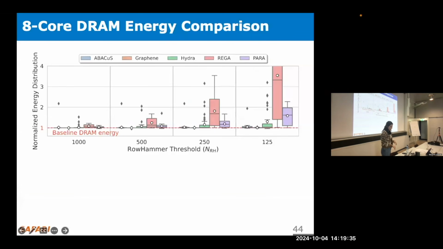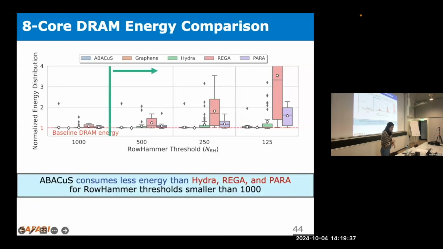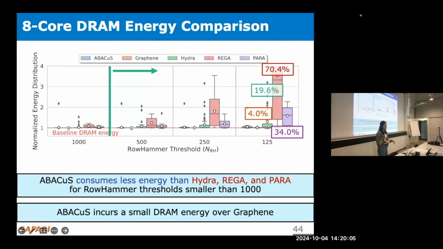Here's the same plot, but for DRAM energy, and we observe that Abacus consumes less energy than Hydra, Rega, and Para at all tested RowHammer thresholds. For example, Abacus consumes approximately 20%, 70%, and 34% less energy than Hydra, Rega, and Para at a very low RowHammer threshold of 125. And Abacus performs similarly to Graphene in terms of DRAM energy. That is only 4% higher at the lowest RowHammer threshold that we tested.